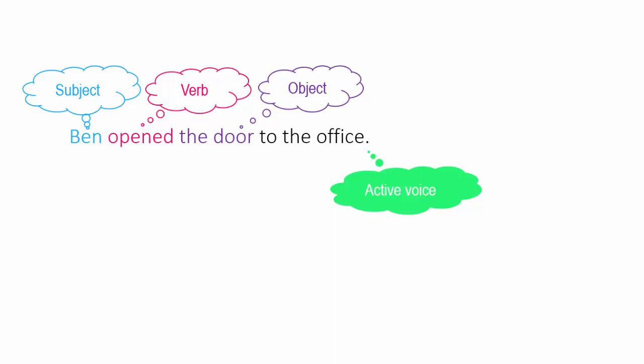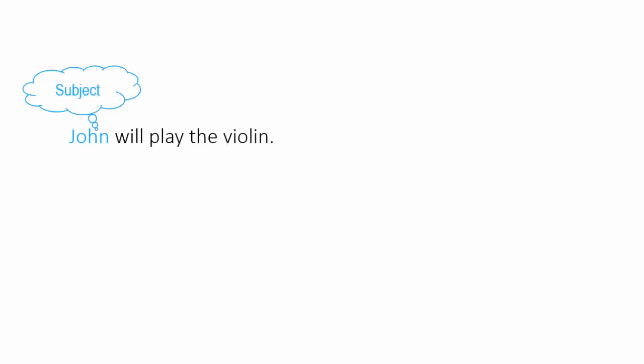A second way to identify passive voice is to look for the by phrase. If you want to change the sentence to be active, begin with the subject, which was highlighted by the by phrase.